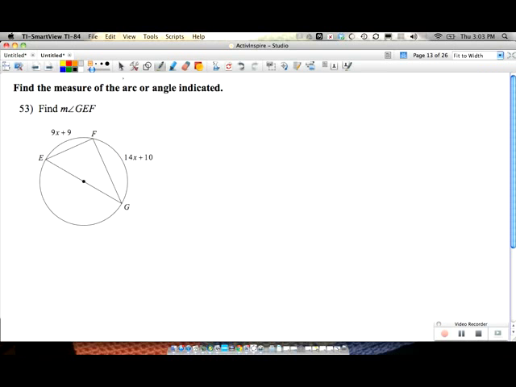All right, we are continuing on here with part 2 of Unit 9 work. Again, that's Unit 9, which has to do with circles. All right, let's look at this one.